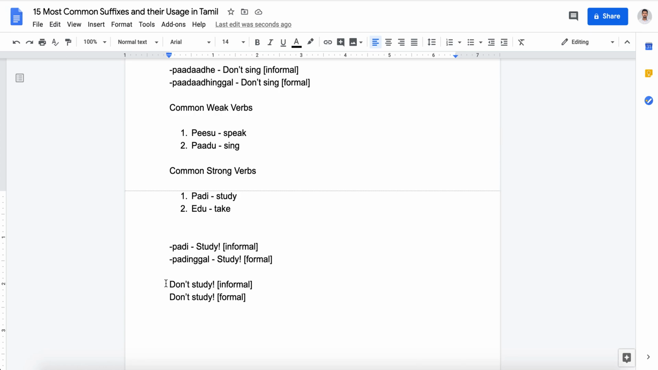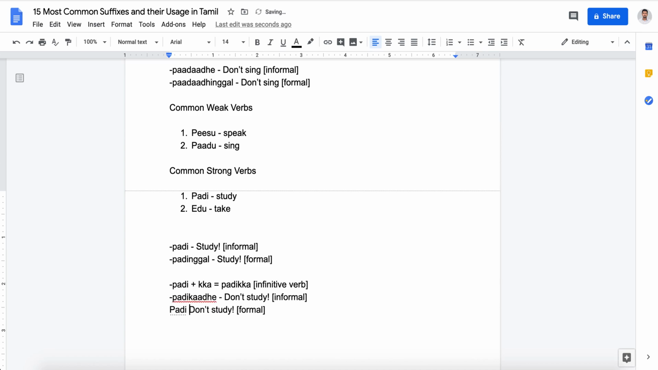Now we are going to talk about negative, so we have to think about the infinitive. So padi plus ka, we use for the infinitive suffix to a verb. So padika, very good. Now this infinitive suffix we can add with the Aadhe or Aadhiinggal. So padika plus Aadhe, now it's going to be padikade. That's it, padikade. If I say padikade, it's going to be don't study, informally saying.